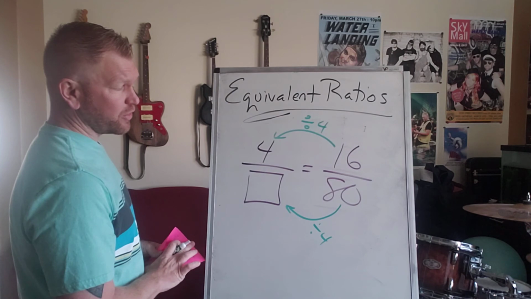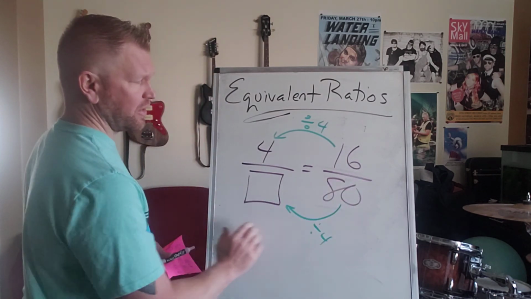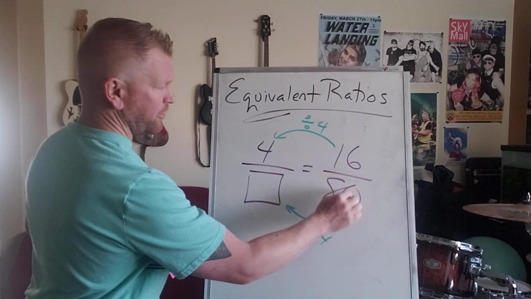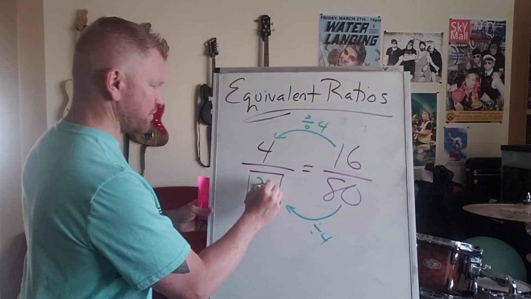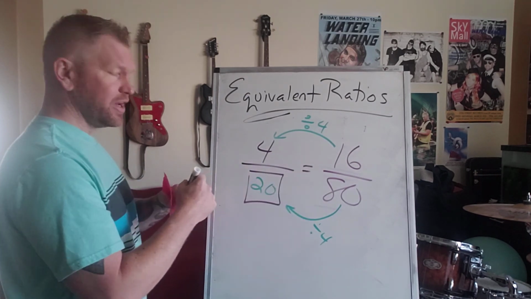Okay, so if you wanted to do 80 divided by 4, you could just do 8 divided by 4, and then add the 0 at the end. 8 divided by 4 is 2, plus 0 would be 20. So a 4 to 20 ratio is equivalent to a 16 to 80 ratio, and that's all I've got for you for equivalent ratios.